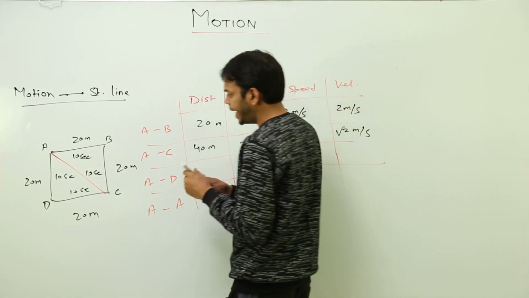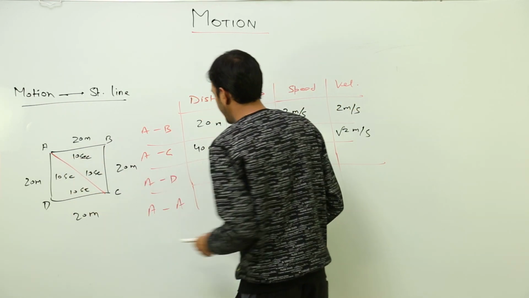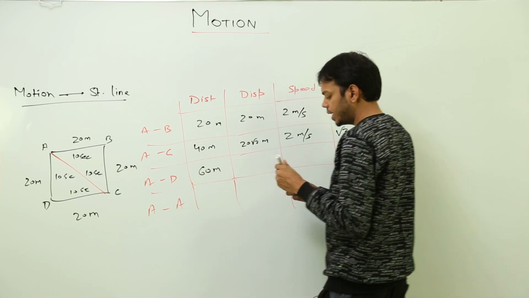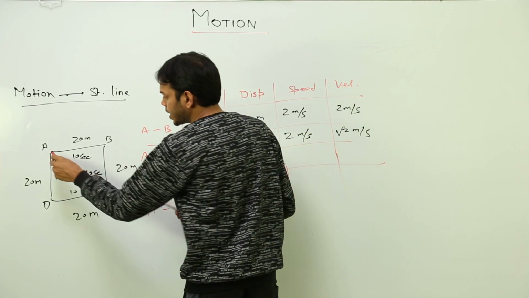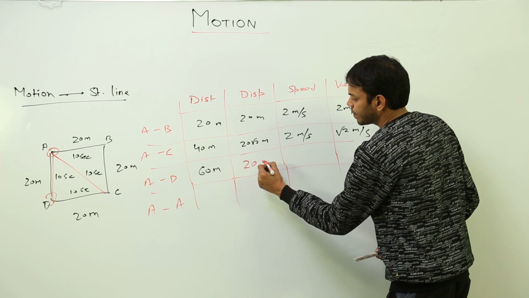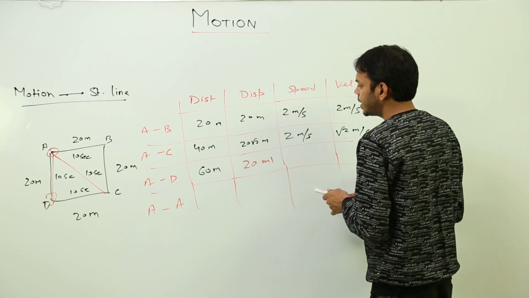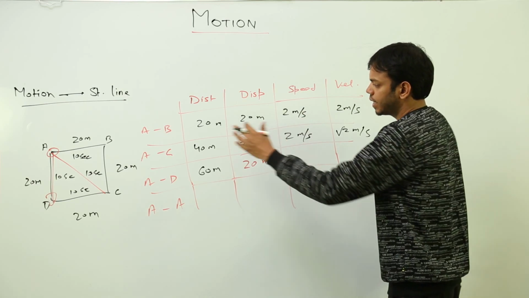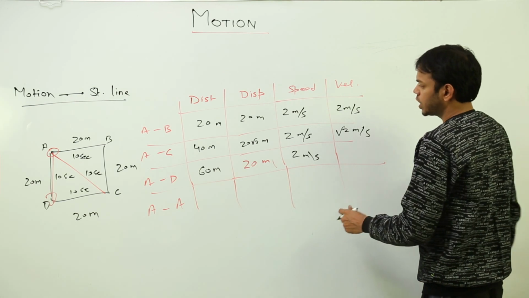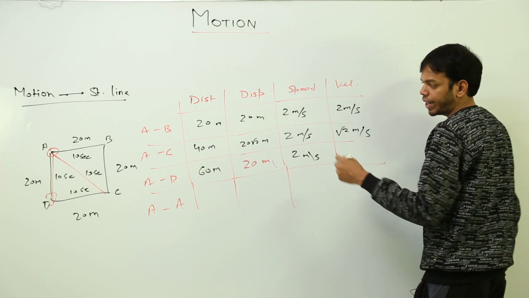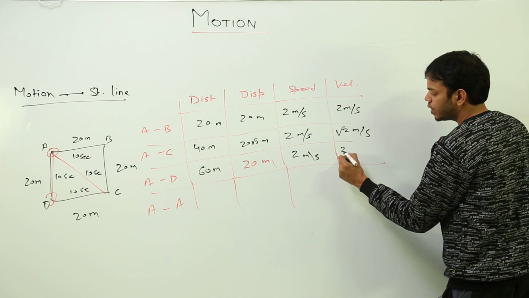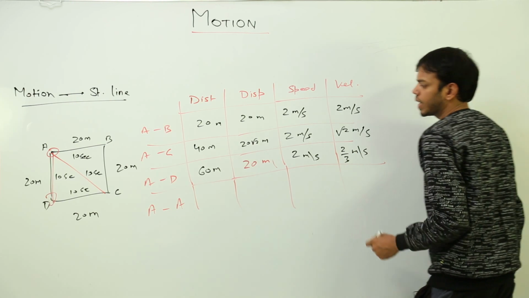Now from A to D, distance is 20 plus 20 plus 20, which is 60 meters. Displacement is the shortest distance from A to D, this point AD, which is 20, right? And speed is 60 upon 30, which is again 2 meter per second. And velocity is 20 upon 30, since it is 10, 10 and 10, that is 30. So 20 upon 30 is 2 upon 3 meter per second, right?